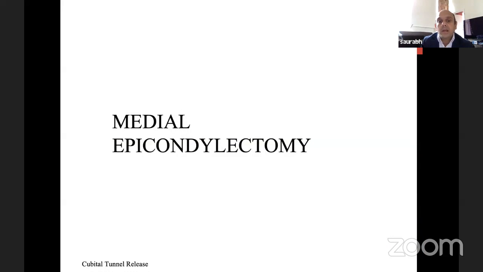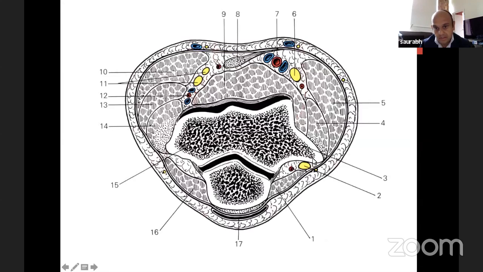Then medial epicondylectomy. If your X-ray suggests your medial epicondyle has spurs or it looks a bit prominent, then we can partially excise it. You cannot completely excise it because your MCL is attached just inferior to the epicondyle. So that's the cross section: that's your epicondyle, that's the nerve. All we need to do is, if we partially excise it, the nerve won't get irritable.